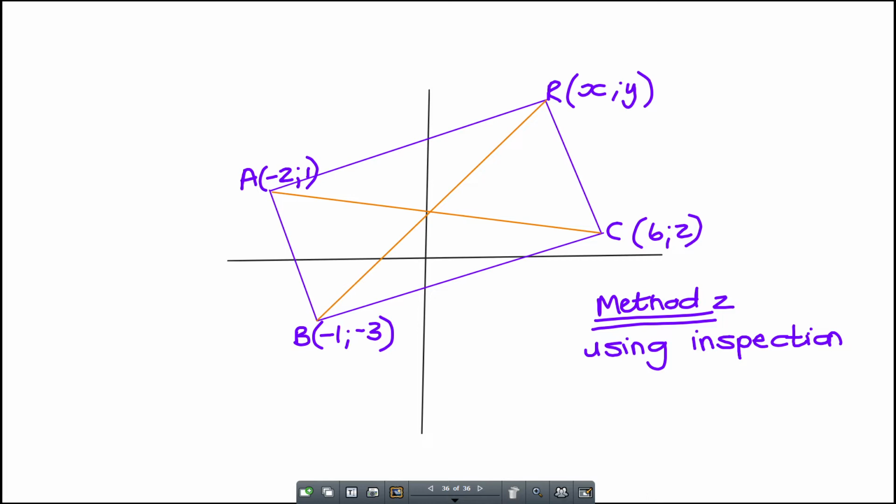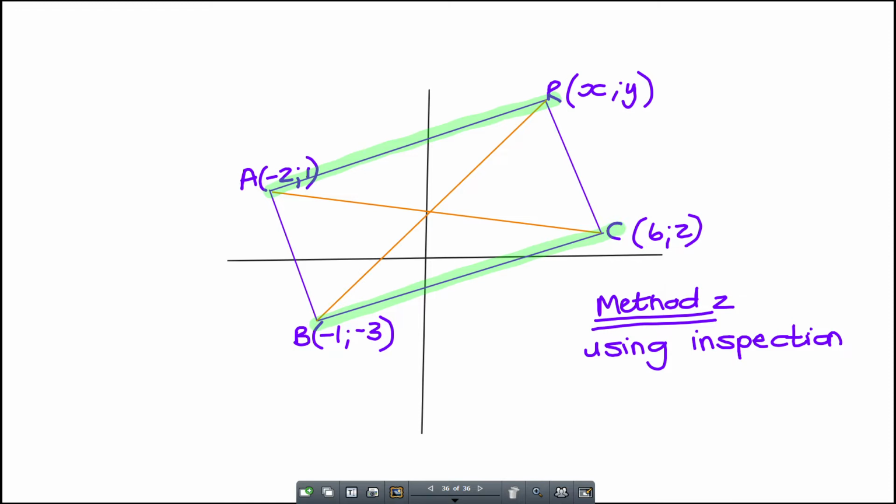So, what do we know about a parallelogram? The opposite sides are equal, right? So the distance of them is going to be the same. Okay, so in other words AR and BC, they would be the same.